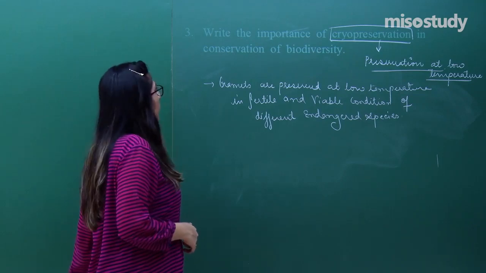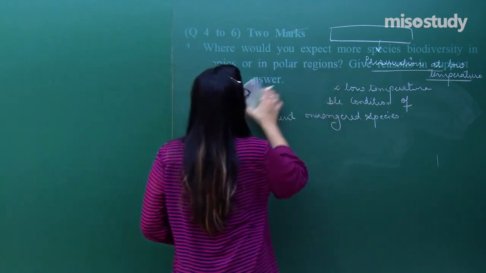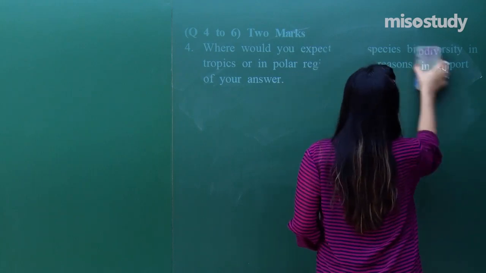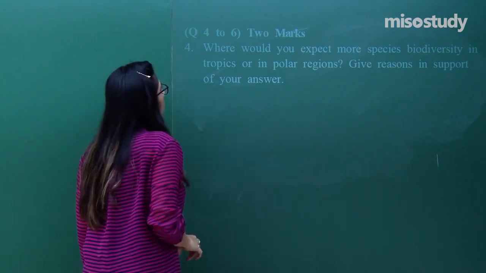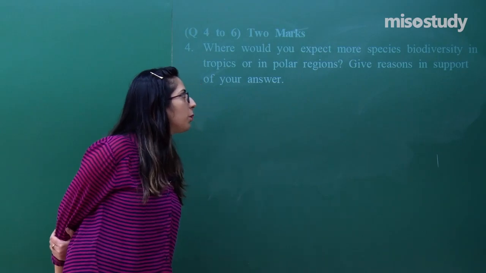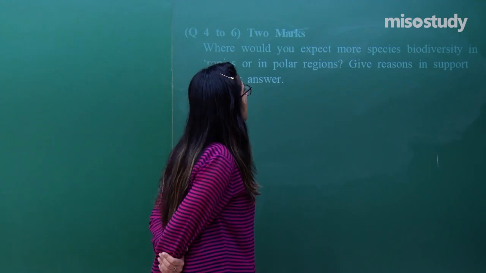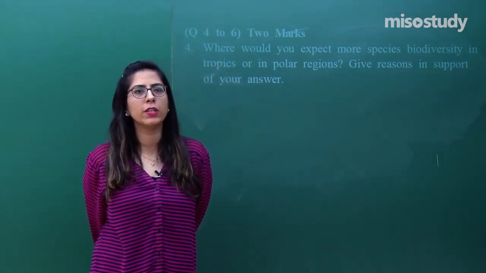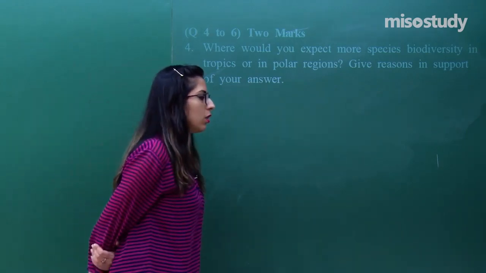Now let's move on to the next question, which is from a different category, that is of 2 marks. Hope you have noted this down. Where would you expect more species biodiversity, in tropics or in the polar region? Give reasons in support of your answer. The question indicates that we have 2 regions. One is the tropic region and the second is the polar region.